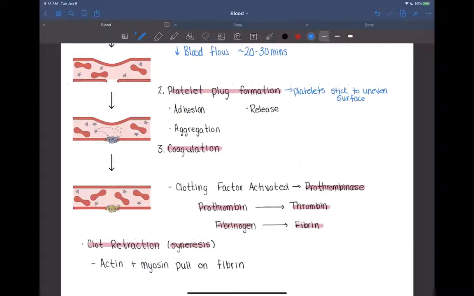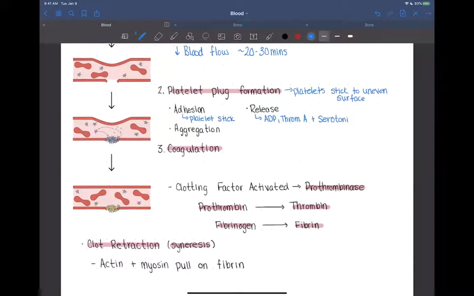All right, and so platelets sticking, that's called adhesion. So a platelet sticks, that's adhesion. Okay, so first they adhere, and then they're going to release. Once they adhere, they become activated, and then they're going to release those contents we talked about: that ADP, that thromboxane A2, and that serotonin.